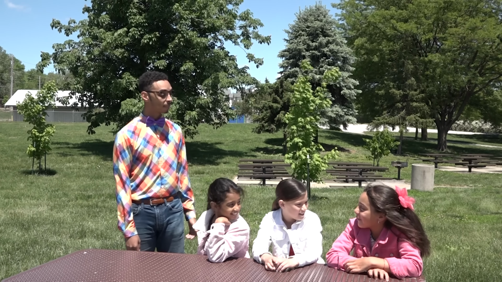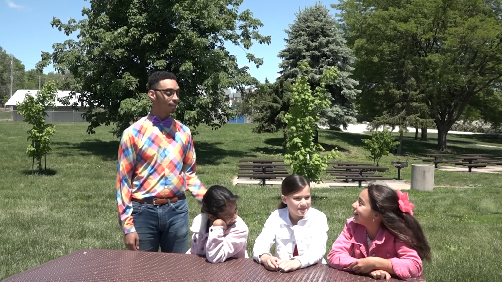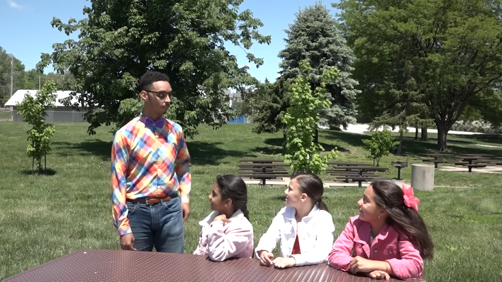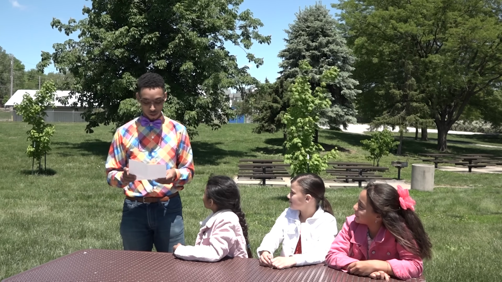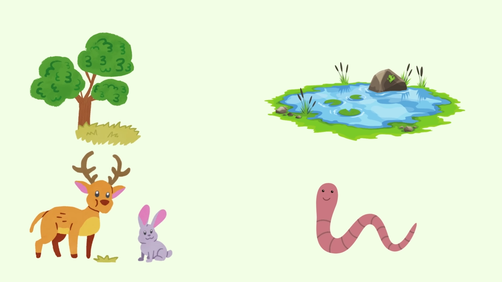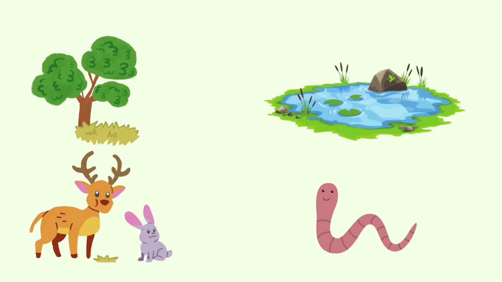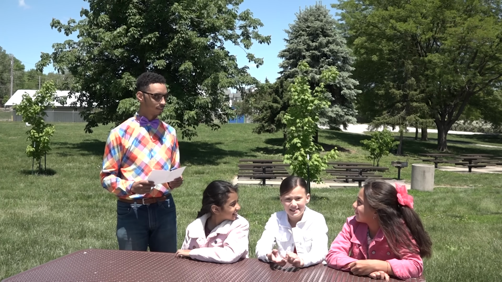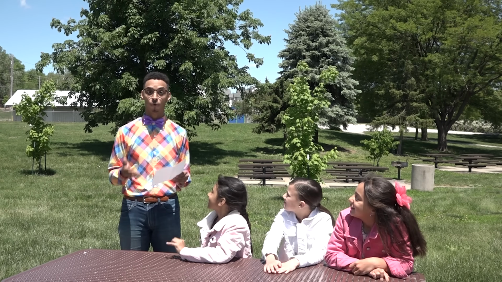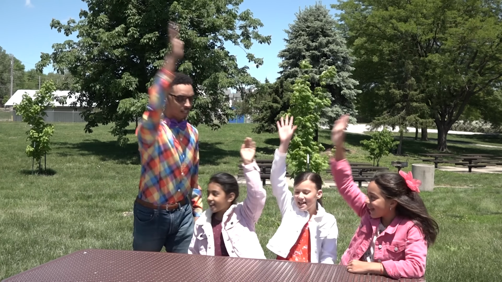Sounds like a lot of work, Mr. K. It does, but I bet if we all work together, it'll be a lot of fun. That's the idea, Autumn. So what are we looking for, Mr. K? Okay, so we're searching for the things that I have on my list. I have trees or grass, animals or insects, rocks or water, and worms or slugs. I'll search for the rocks and water. I want to find the animals and insects. I'll find the tree. And I'll search for our slimy friends, the slugs or worms. On the count of three, let's say, let's go. One, two, three. Let's go!